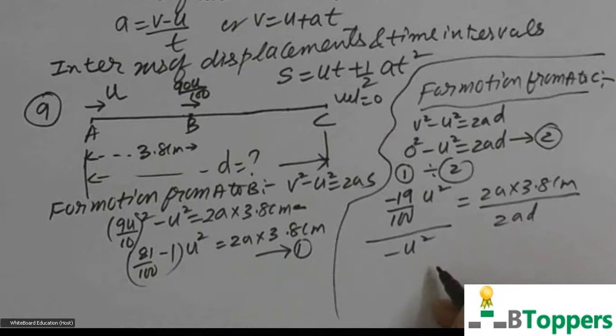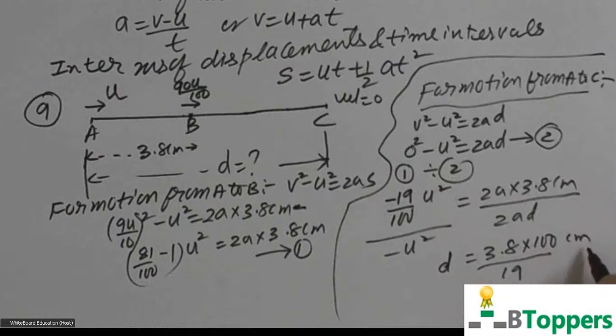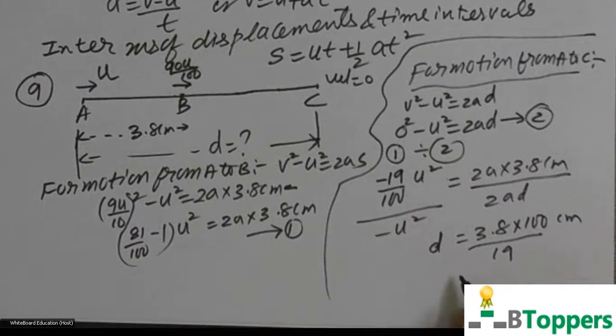Can simplify it yourself. So you get minus U square can cancel on the left side, 2A can be cancelled on the right side. So you get D equal to 3.8 into 100 by 19 centimeter. So you get the answer as 20 centimeter. So answer is 20 centimeters. If you want to copy the solution of the problem, you can take a pause and copy the solution of the problem.